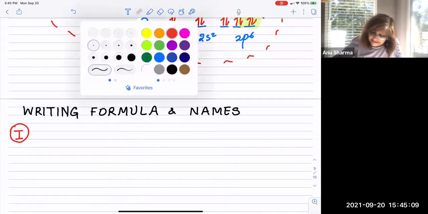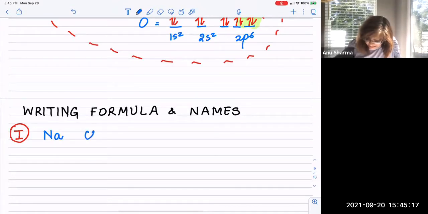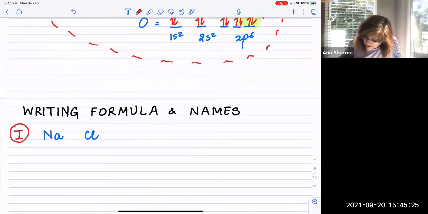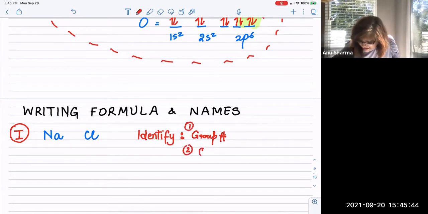Okay, let's do a very simple naming. So you have sodium and you have chlorine, a very simple name, right? You've already known this name. I'm just starting with that. There are a few things you have to do when you write the naming. First of all, identify the group number. Start with doing that. That's the first step. Second step is identify the charges from the group number.